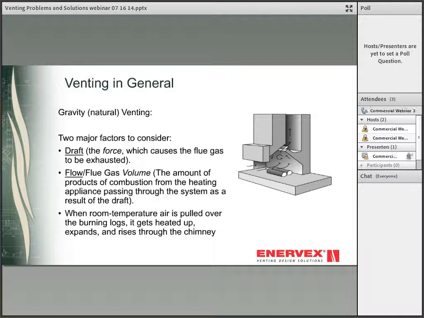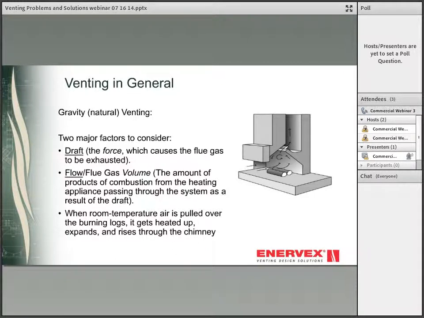What are thought to be draft problems may actually be chimney performance problems, and they are seldom caused by inadequate draft. They are more often caused by poor design and caused by the chimney itself. There are two major factors to consider when working with chimneys: draft and flue gas volume.